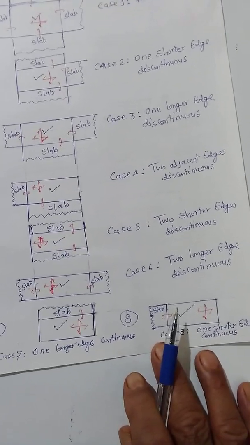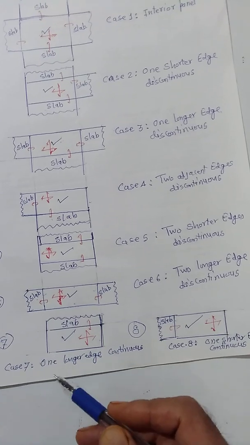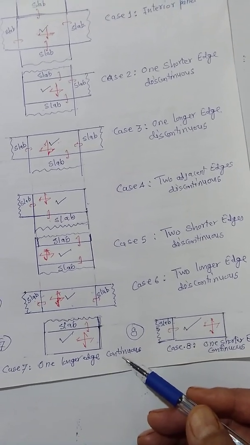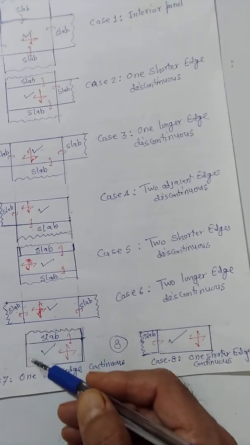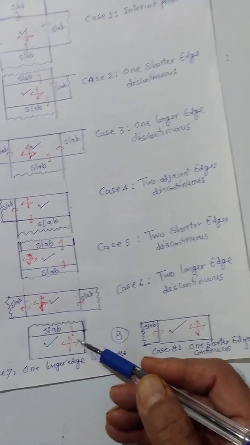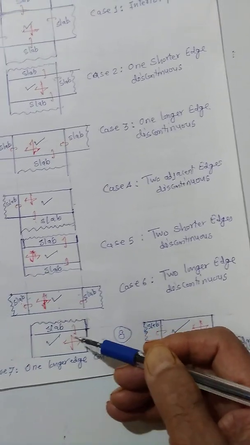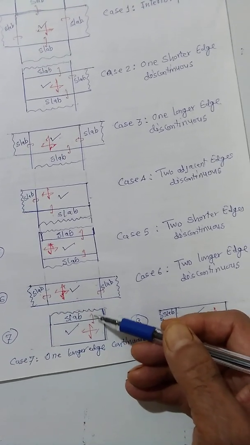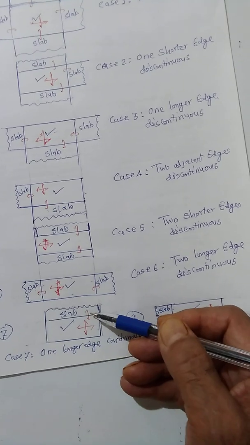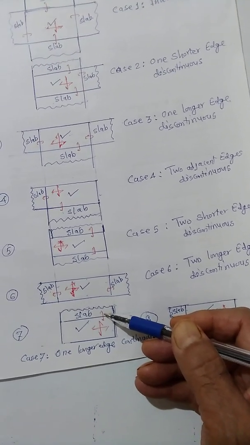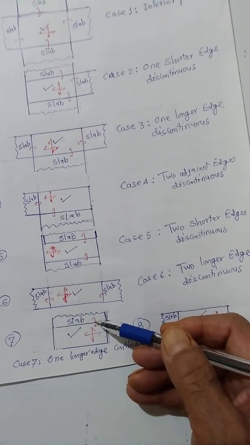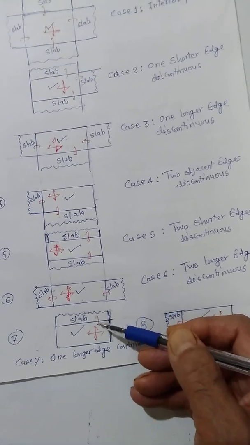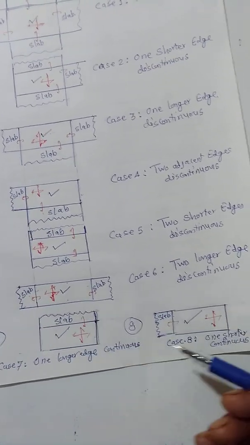On this page, first, case number 7, one longer edge is continuous, which means the other three edges are discontinuous. Here you have seen that at the continuous edge reinforcement is to be provided, which means you will find some moment over here at this continuous edge, and accordingly in table number 26 you will find the coefficient along this edge also.